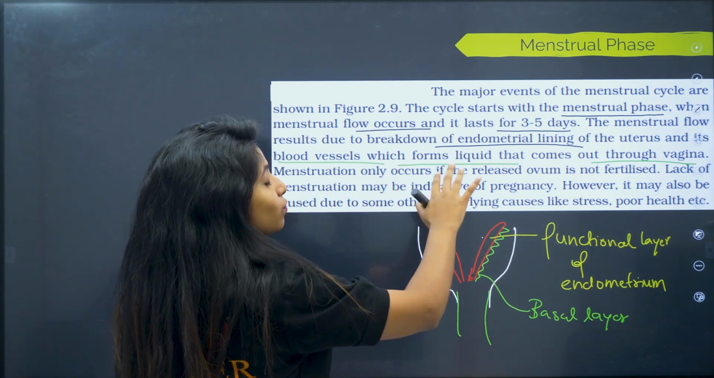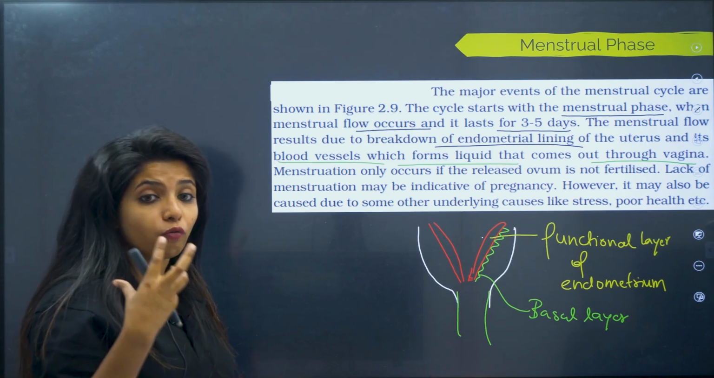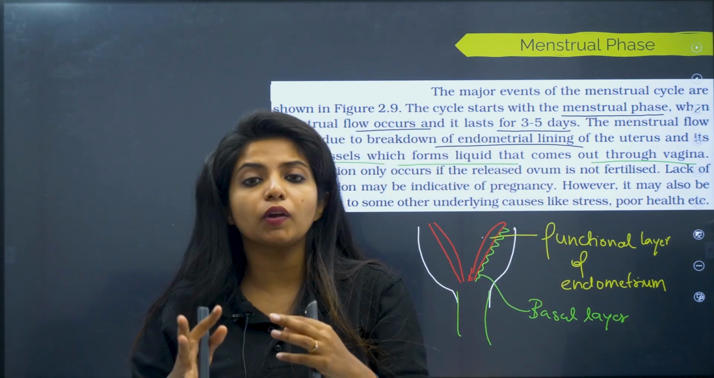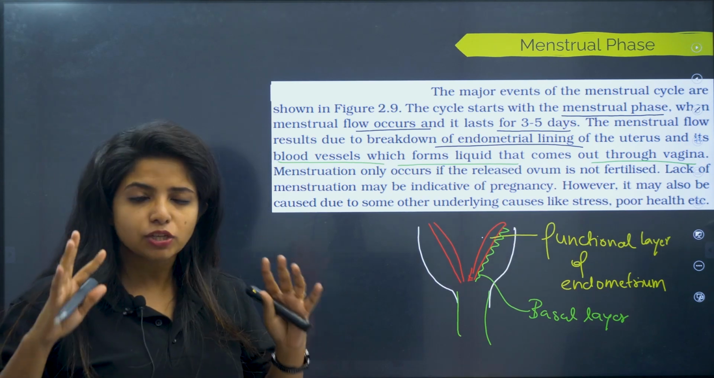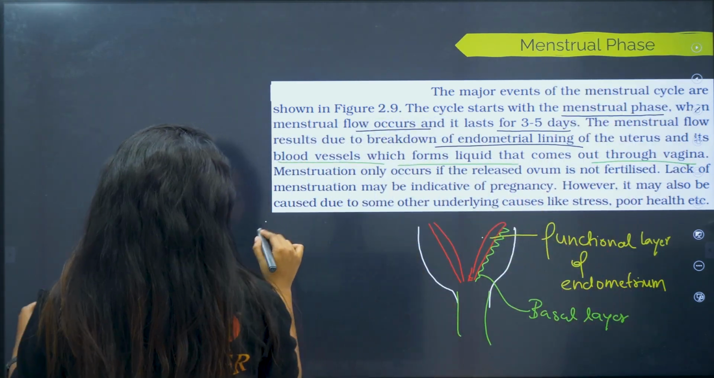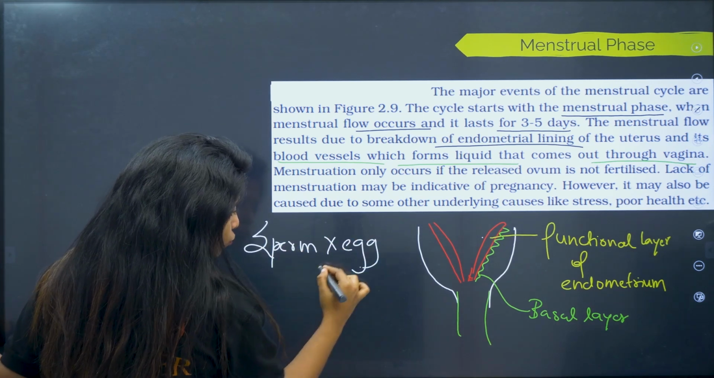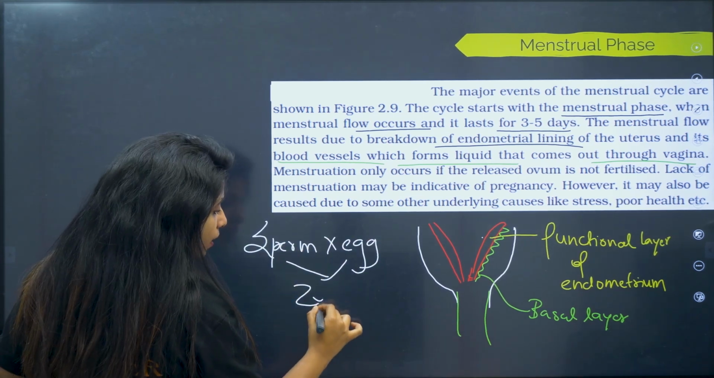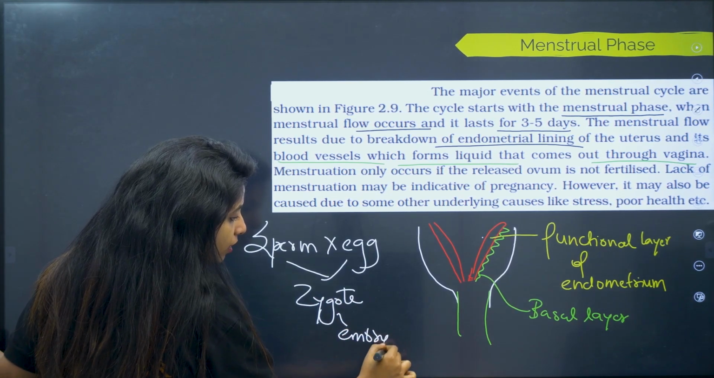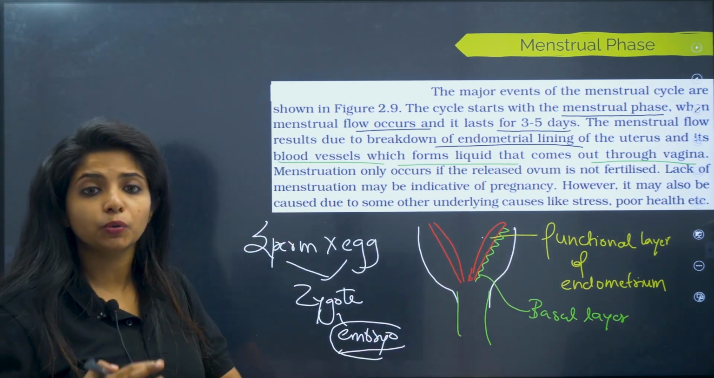Menstruation only occurs if the released ovum is not fertilized. When will it happen? If the ovum which is being released is not fertilized, when the sperm does not come, at this point only it will happen. If by chance fertilization occurs, the sperm and the egg fuse, and it will result in a zygote. This zygote will form an embryo. So the embryo needs nourishment.